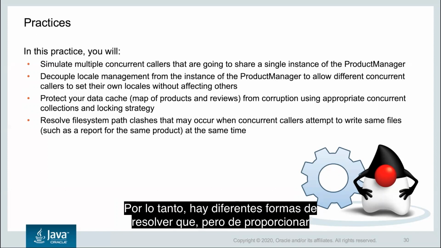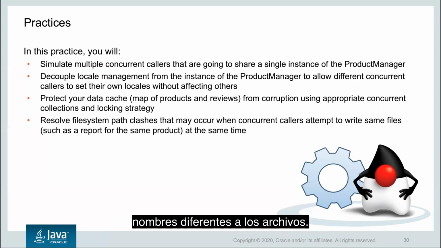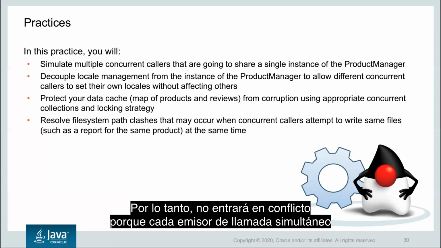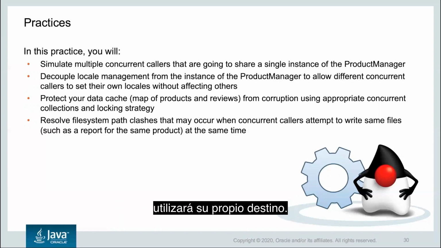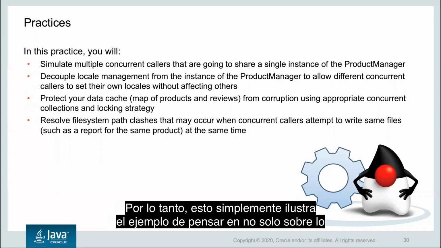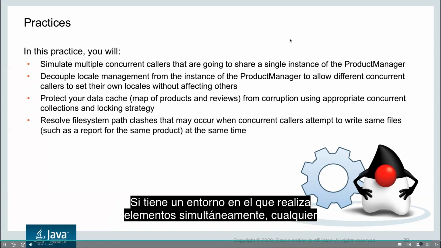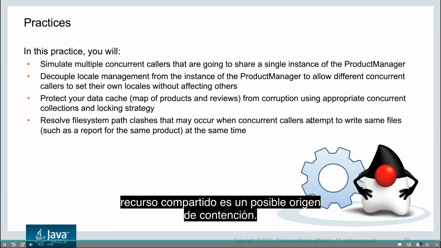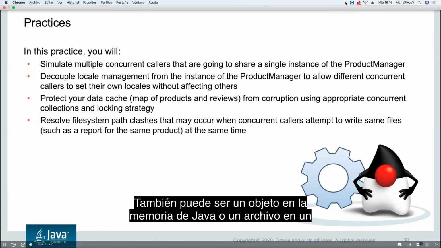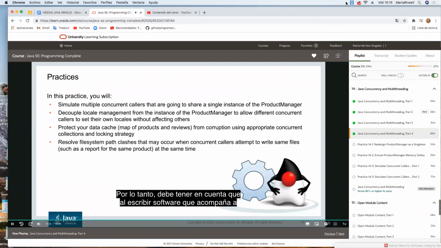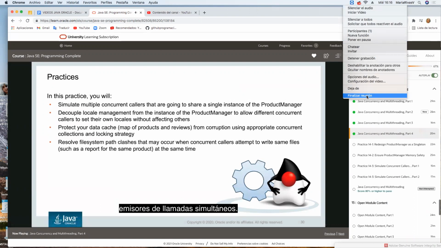So there are different ways of solving that, but how about just giving files different names? You could use a thread identity as part of a name, right? And then you won't collide because you will ensure that every concurrent caller uses its own destination. So this just illustrates the example of thinking not just about what happens in your Java memory per se, but generally what's happening around your program. If you're having an environment where you do things concurrently, then any shared resource is a potential source of contention. And that could be an object in Java memory, or it could be a file in the file system, it could be anything really. So you have to consider that when you're writing software that accommodates concurrent callers.